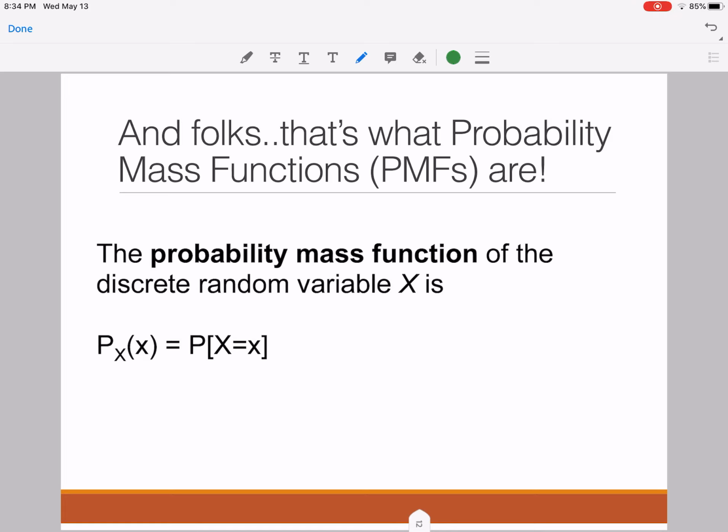So let's define what a probability mass function is. The probability mass function of a discrete random variable is a generalized probability equation that gives you the probability that the random variable capital X takes on a very specific value, small x. That's what probability mass functions are. They are generalized probability equations. And once you have them, it's a matter of just plug and chug to find probabilities.